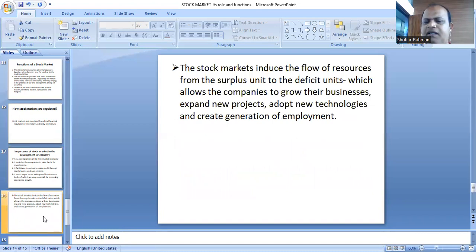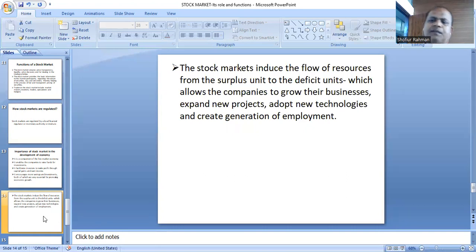The stock market induces the flow of resources from surplus units to deficit units, which allows companies to grow their business, expand new projects, adopt new technologies, and create employment. Of course, a company has an intention to set up a big new industry. For that, they need money, but that much money they don't have. So they will draw the money from the capital market by selling shares. So from the surplus unit, they try to get money for the deficit unit.